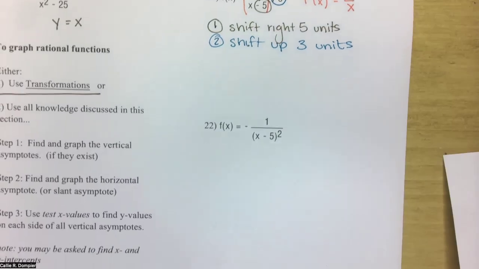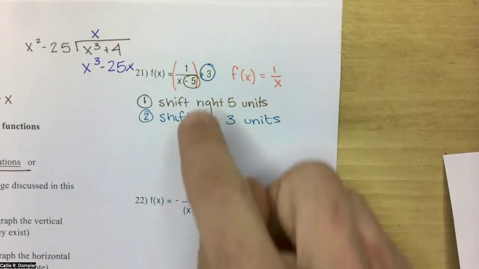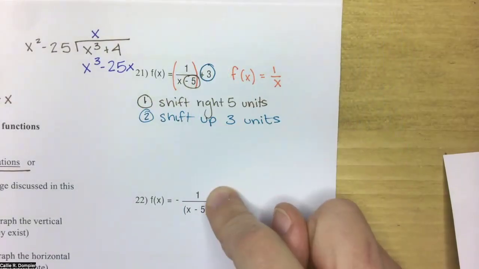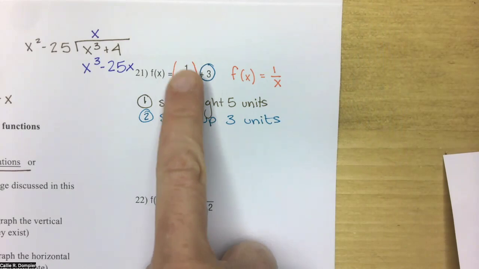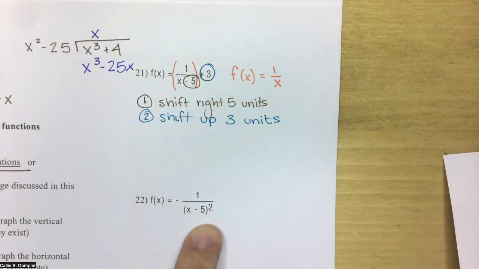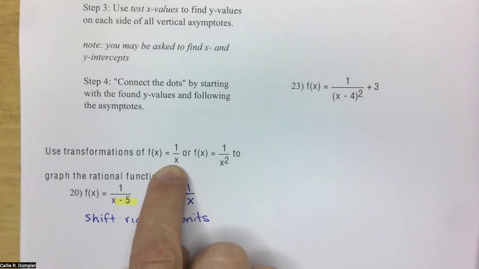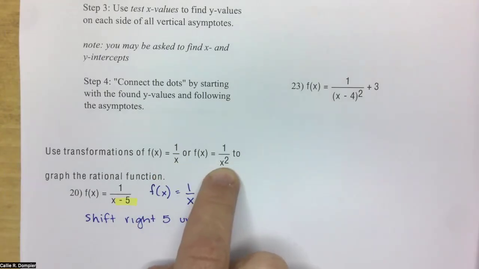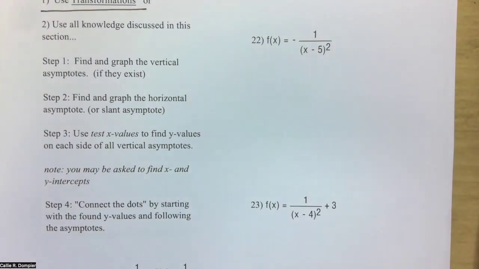Next one, we have f of x equals negative 1 divided by x minus 5 squared. Now, you might be looking at this and thinking, okay, those are very similar. Now I'm just making it negative, right? But look at that squared, okay? Those are not the same because of that squared. So instead of using the base of 1 over x, we need to use the base of 1 over x squared. So let's look at the base of 1 over x squared before we look at number 22.